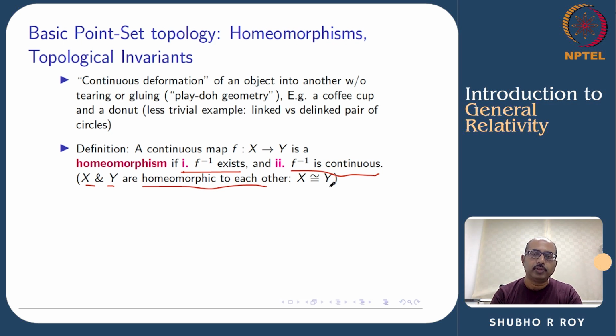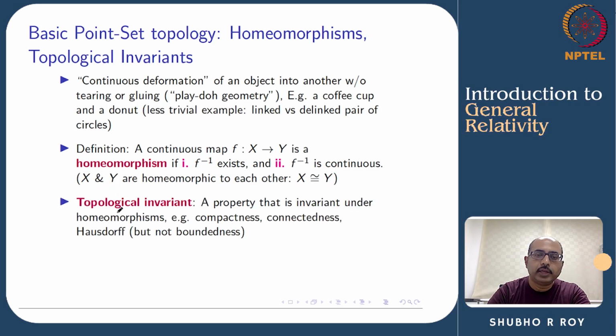Then in some sense, they are equivalent. So this equivalence is denoted by this. Topological equivalence is given by this congruent sign. So X congruent to Y actually means X is homeomorphic to Y. Okay, homeomorphism is a very key idea, right? And a related idea to homeomorphism is that of topological invariant. So most of you are students of physics, and I don't have to motivate why invariants are important quantities.